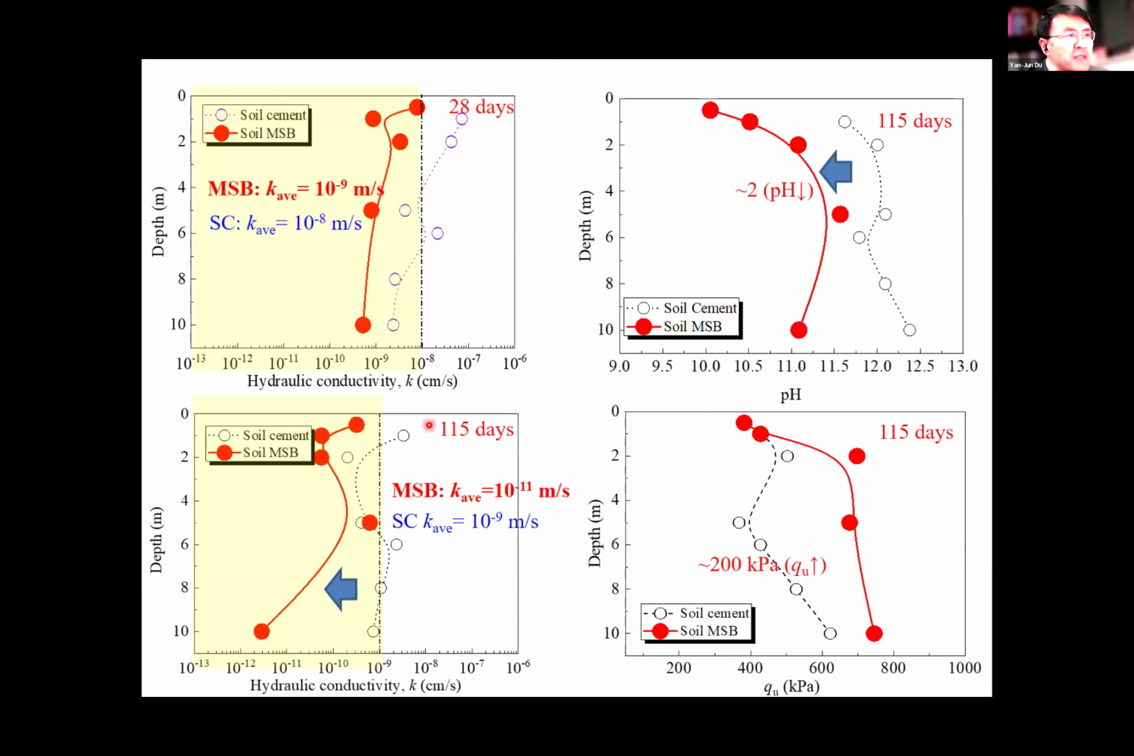After a curing time of 4 months, the average K of the MSB backfill is almost 10^-11 meters per second. However, for the soil cement, the average K value is 10^-9 meters per second. That means the MSB has much lower hydraulic conductivity K than that of the soil cement.